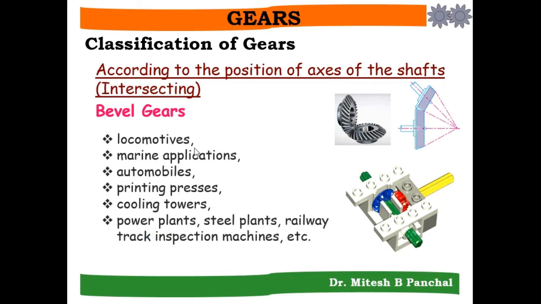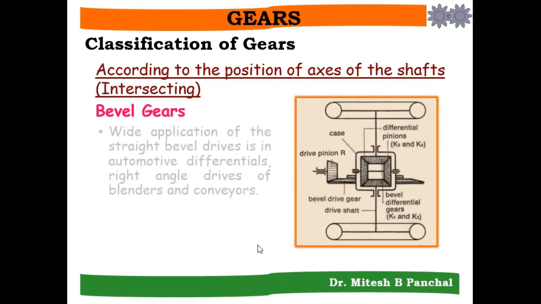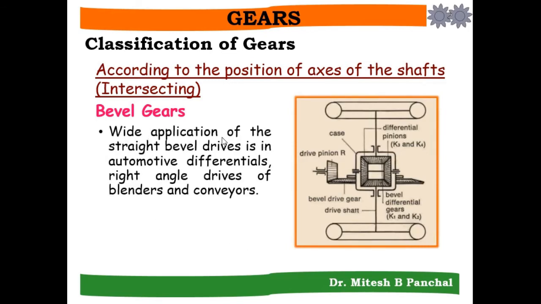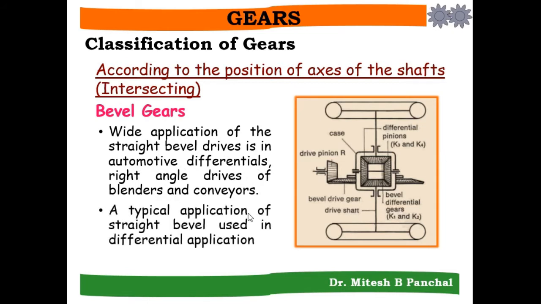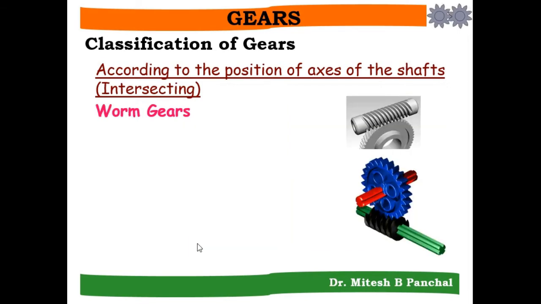Bevel gears are generally used for locomotives, marine applications, automobiles, printing presses, cooling towers, power plants, steel plants, railway track inspection machines, etc. Bevel gears have wide application in the automobile differentials, right angle drives of the blenders and conveyors. A typical application of straight bevel gear is in differential application.